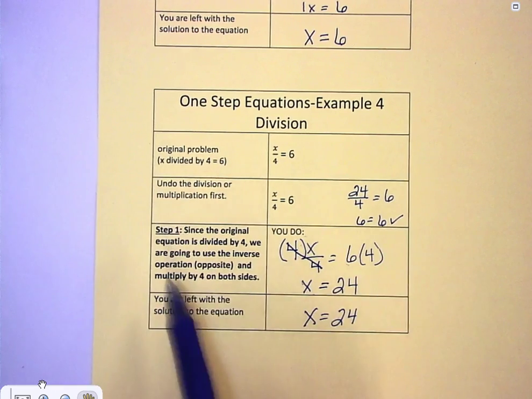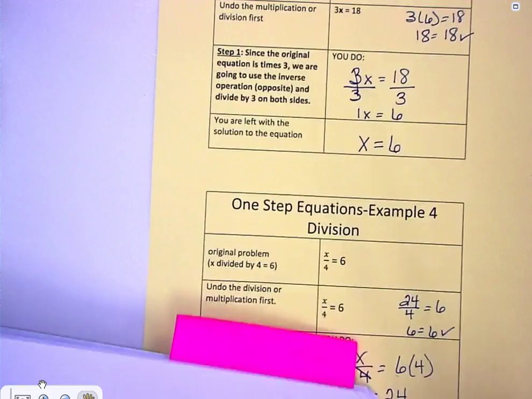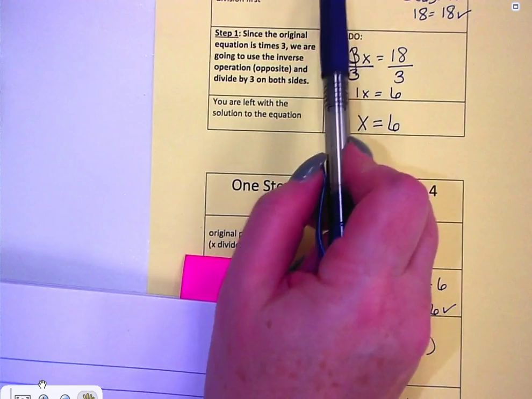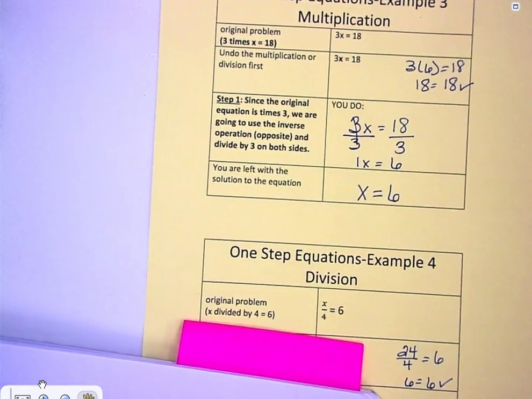We need to cut this out, and it needs to go on page, let's take a look, what page in our journal? 39 in our journal. At the top, write one-step equations, multiplication and division, and glue it on that page.